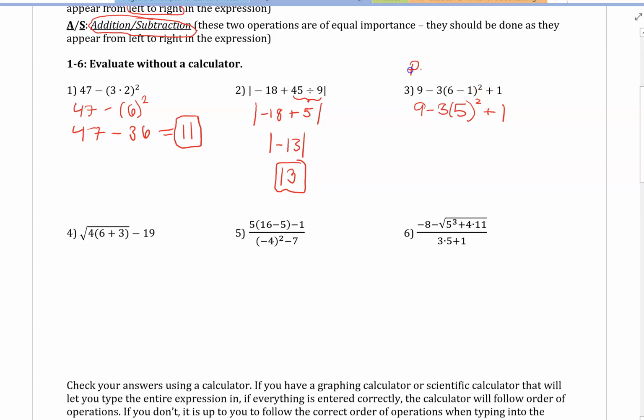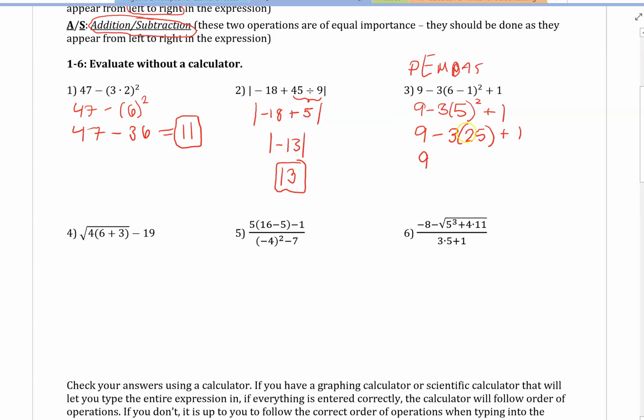According to PEMDAS, the exponent comes before multiplication. So that's a key thing. You want to remember that. E comes before MDAS, right? So we're going to do 9 minus 3 times 25. We square, we do the exponent first. I haven't even multiplied the 3 yet.